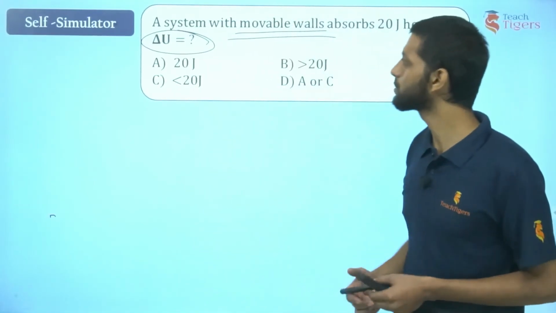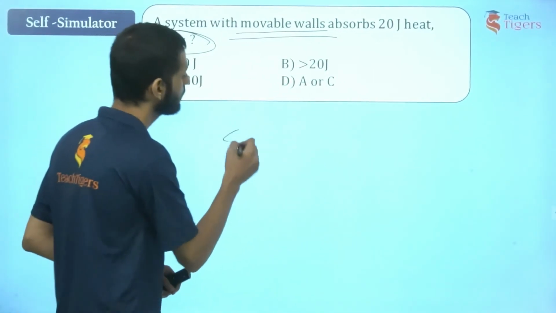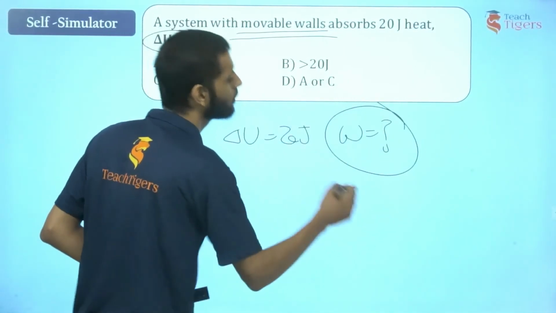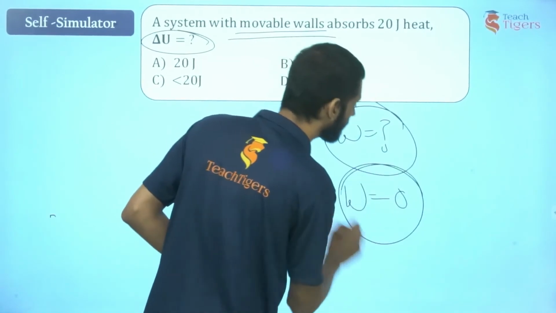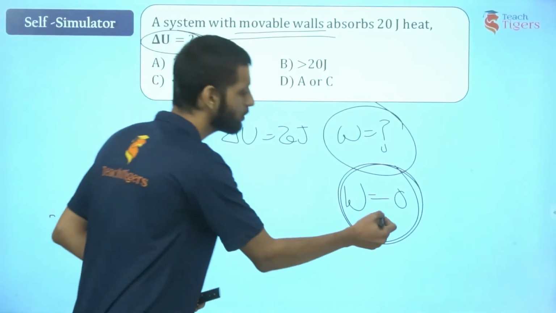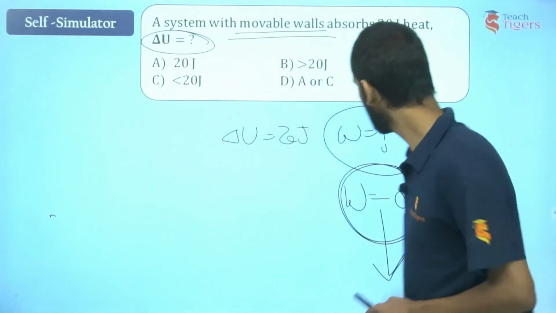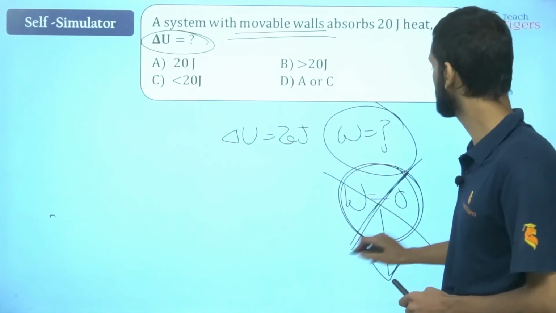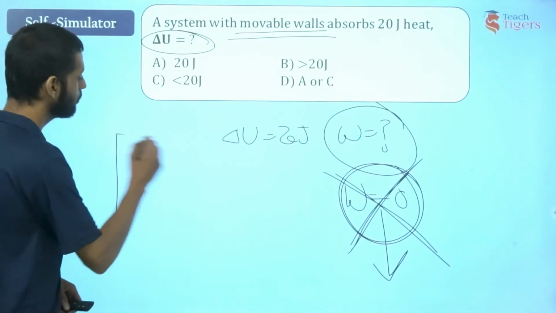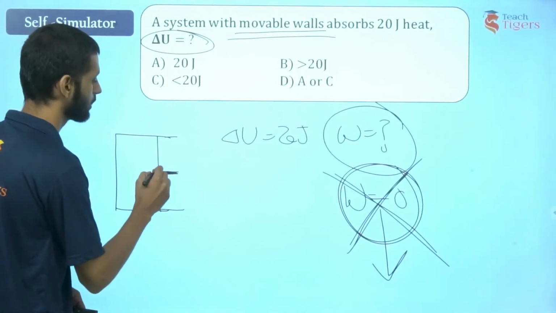Delta U should be 20 joules because it's not given to us what work is done, what work is not done. So the answer should be delta U equals 20 joules. There is no information about work done. We can assume work done to be 0. Is that correct? No, it's not correct. You can't assume things like that. So we have to make an educated guess about work done. Work done is not 0. So let's do a thought experiment. We have a system with movable walls. A very simple system with movable walls is a piston.